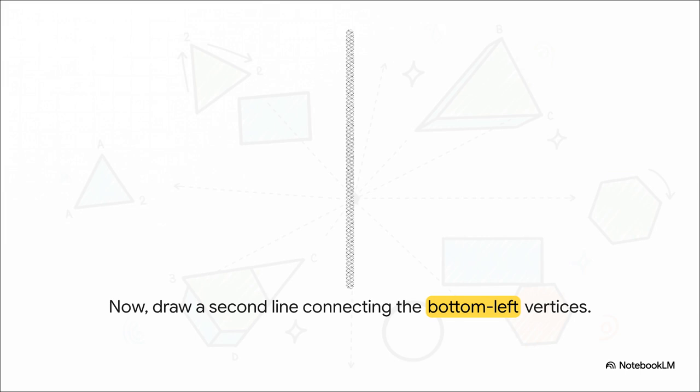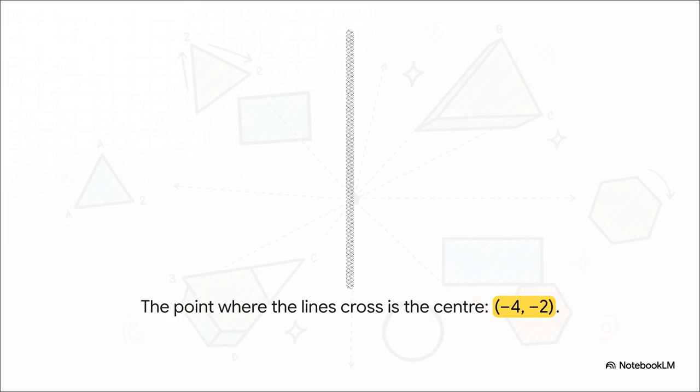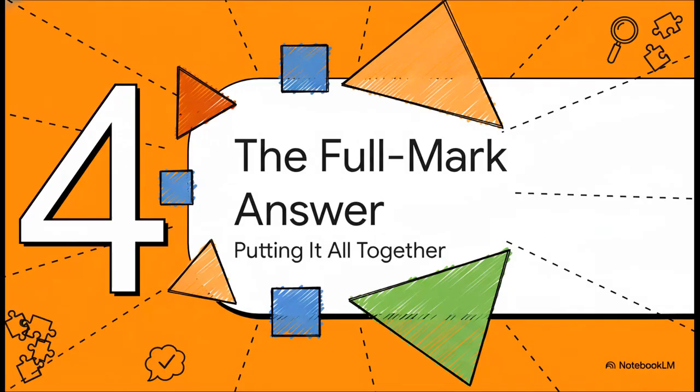Now we just do the exact same thing again, but with a different pair of matching corners. Let's connect the bottom left corner of triangle A to the bottom left of triangle B. And again, just extend that line back until it crosses the first one. And there we have it. The point where those 2 lines cross is our answer. They intersect perfectly at the coordinates -4, -2. That right there is our center of enlargement. And just like that, we've gathered all 3 pieces of information that the examiner needs to see.